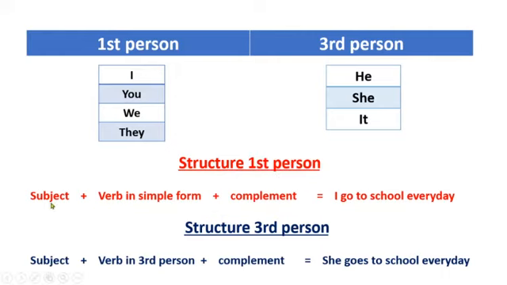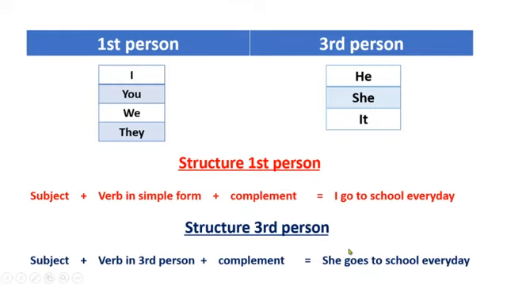Okay, now we have, at the first part, the structure for first person. We have the subject, your verb in simple form, and a complement. For example, I go to school every day. Okay, but what happens with third person? It's a little bit different. We have, for example, the subject plus the verb in third person, plus a complement. For example, she goes to school every day.